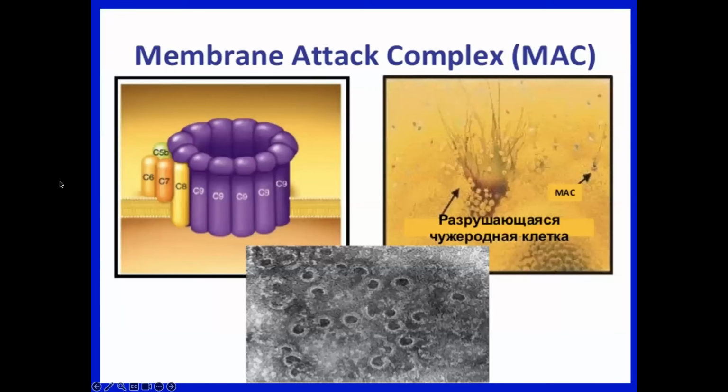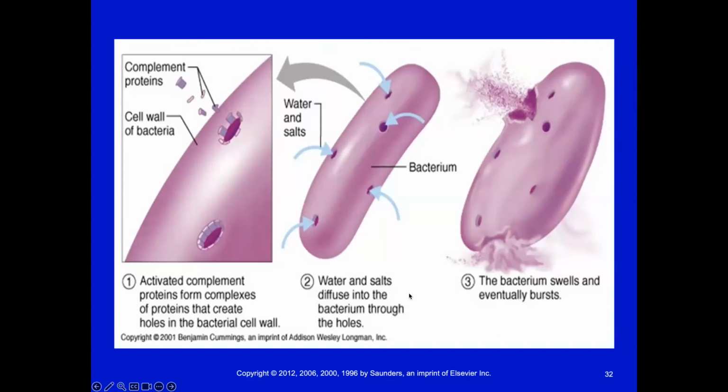So here's that in diagram form. You see the C9s, how they come together, forming a circle, which actually goes through the membrane. Here you see a picture of that from an electron microscope. And then finally, this breaks everything down nicely. Complement proteins are forming on the membrane until you get the pore created. Here you have your water and other ions entering into the bacteria. In this case, the bacteria swells and bursts open.